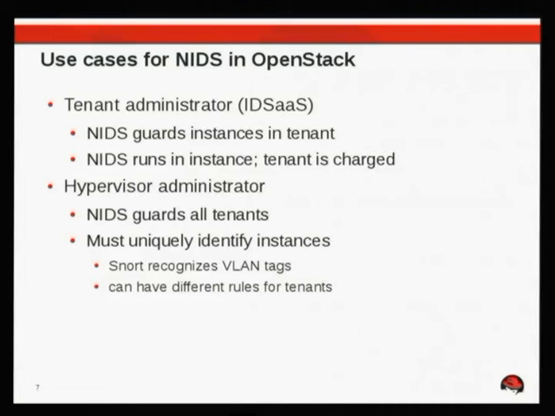And in that case, of course, you might have two tenants with the same IP address, and you've got some administrative overhead to do things like distinguish tenants. You might have one set of rules for one tenant and another set of rules for another tenant, and you may use VLAN tags, for example, to distinguish the two tenants, which Snort allows you to do. So those are the two high-level use cases. I'm mostly interested in the second.